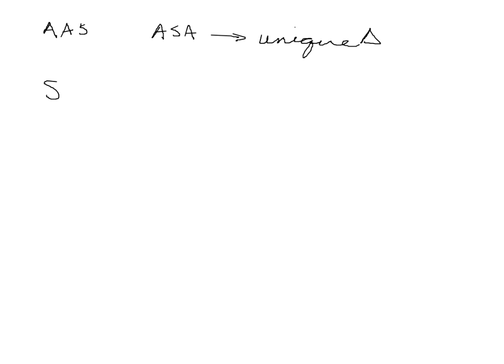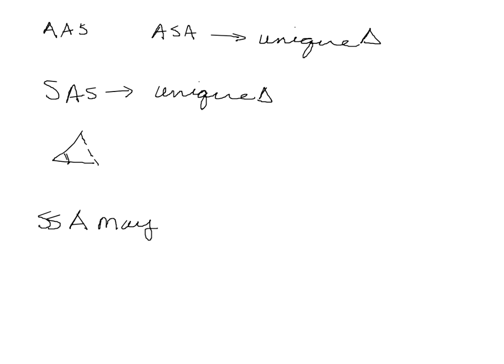If you have side, angle, side, which we'll see in the next section, this gives you a unique triangle. So if your sides and your angle in between is determined, there's only one way to finish the triangle. However, if you have side, side, angle, your triangle may or may not have one solution.